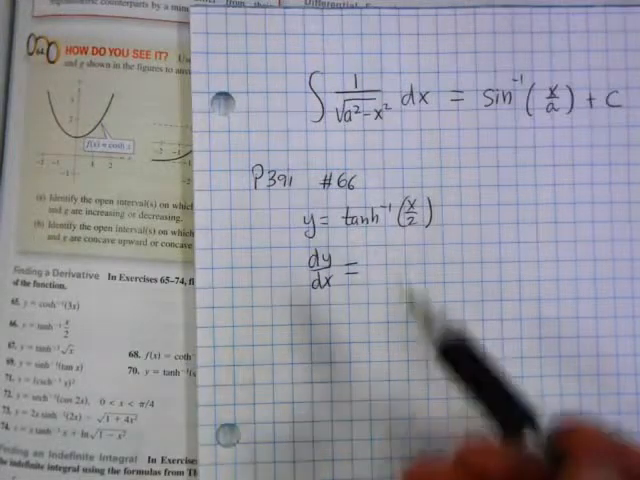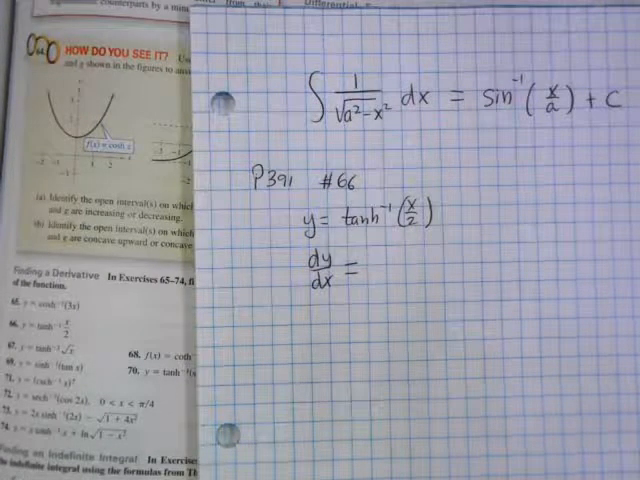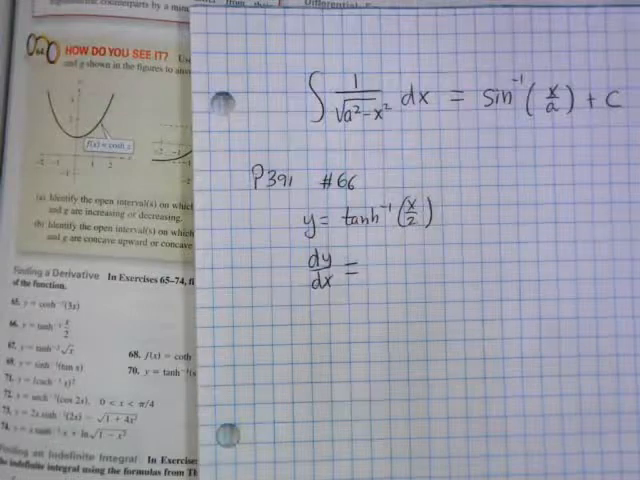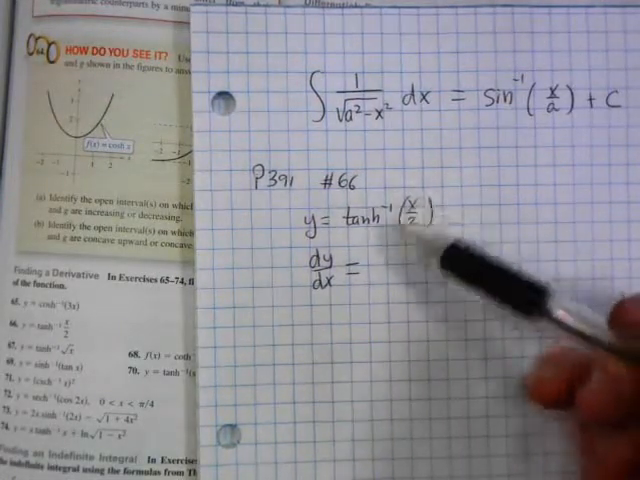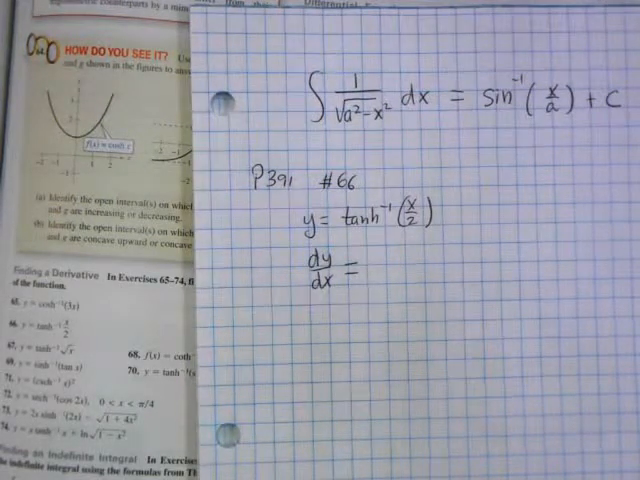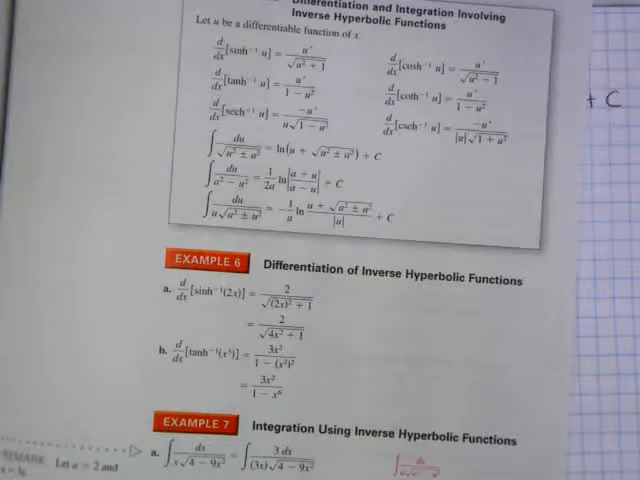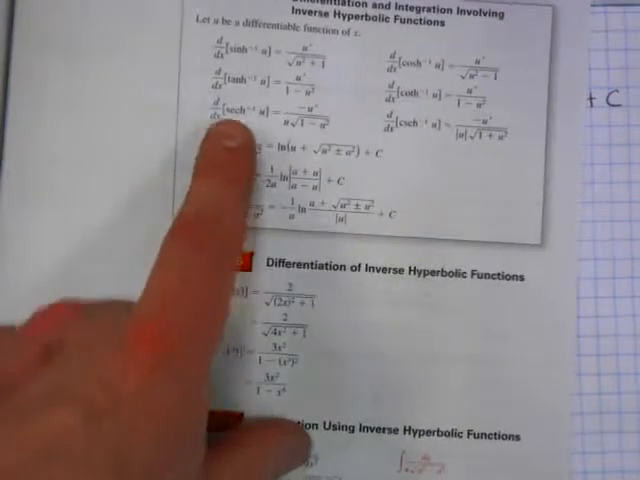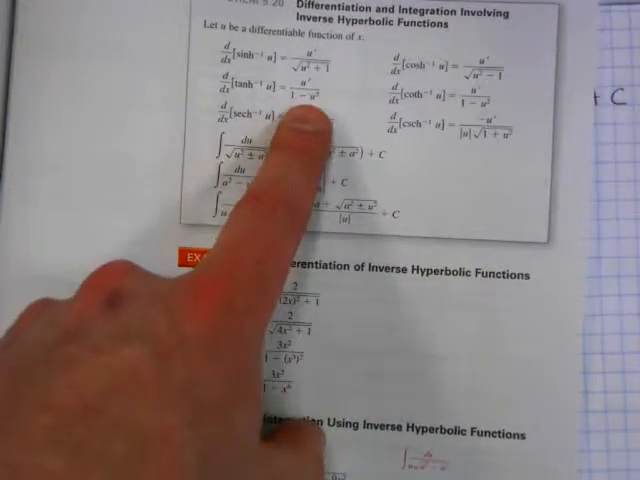What's the formula for derivative of hyperbolic tangent inverse? We need a chain rule of it. You need a chain rule of it because you have the x over 2, you don't have just x. But you still need to know that formula, don't you? So what do? Flip back a couple pages. There it is. You look it up.